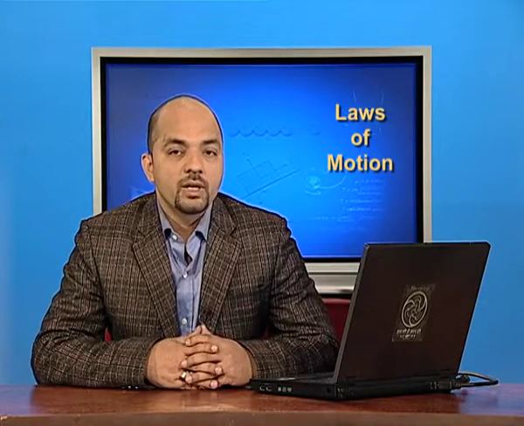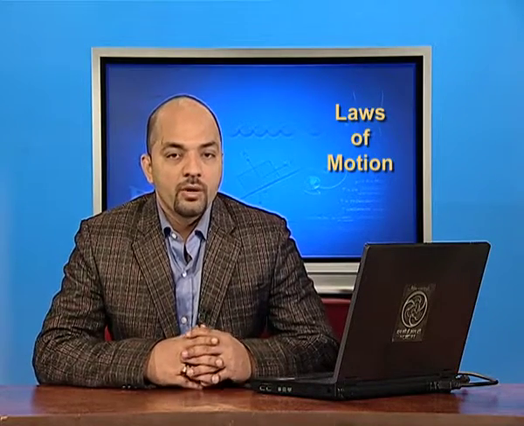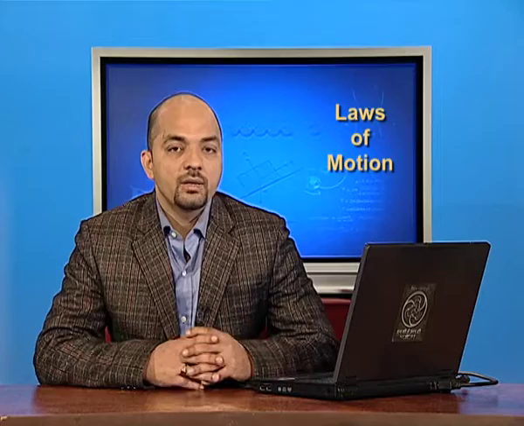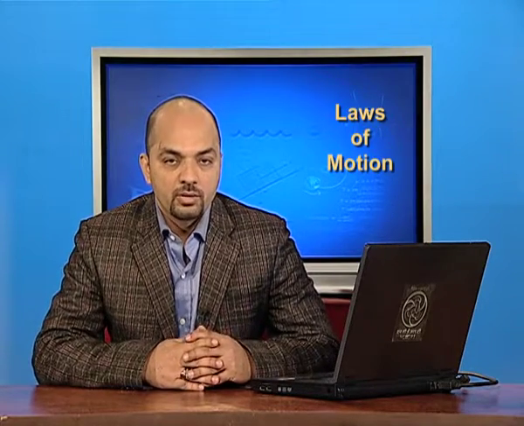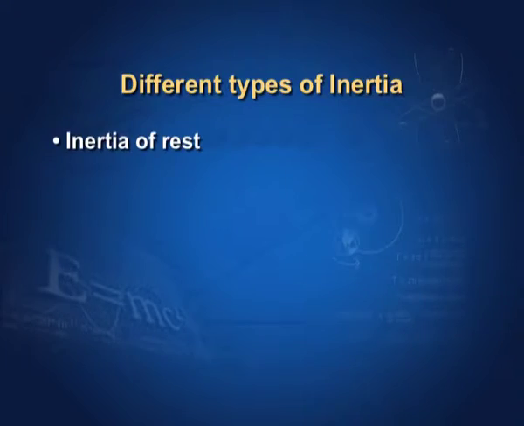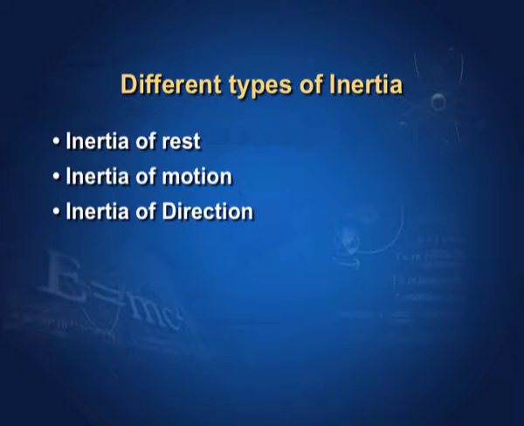What are the different types of inertia? In real life, we have learned that there are three types of inertia. Number 1, inertia of rest. Number 2, inertia of motion. Number 3, inertia of direction. Let's study one by one. Number 1, inertia of rest.